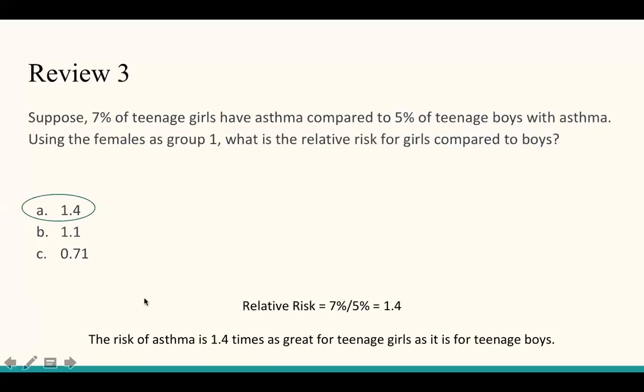So we're comparing females as group 1 compared to boys, so that means the females will be on the numerator in the equation, and the males will be the denominator for the equation. So we're given the risk for girls and boys, so we just fill in the blanks there. So 7% risk for group 1 over 5% risk for group 2, and we get 1.4. So we can conclude by saying that the risk of asthma is 1.4 times as great for teenage girls as it is for teenage boys. All right.